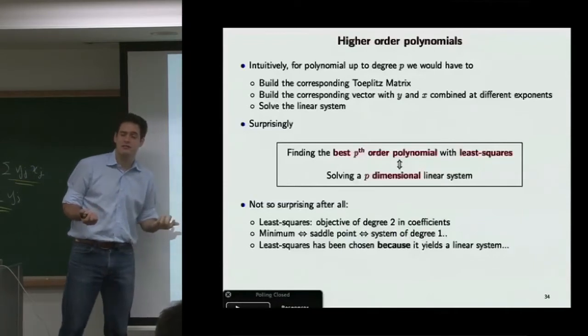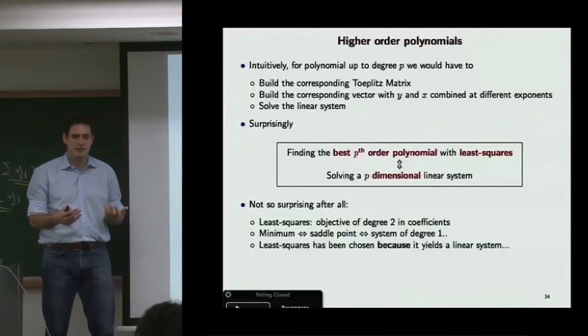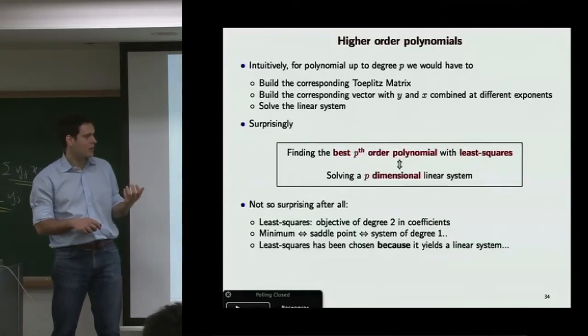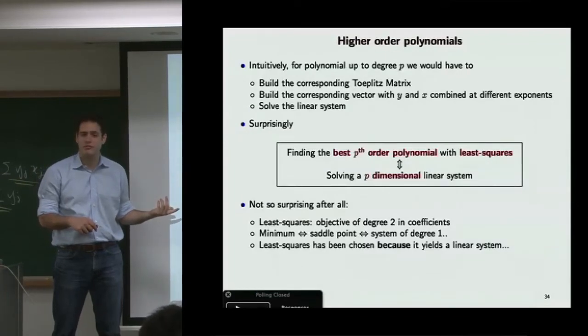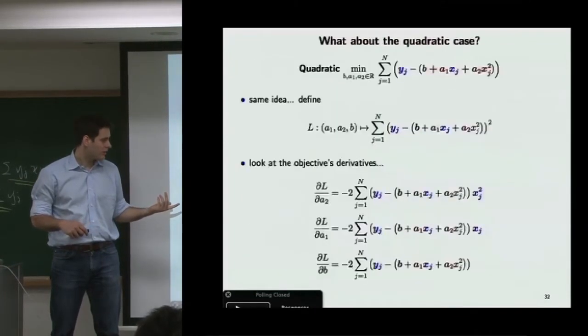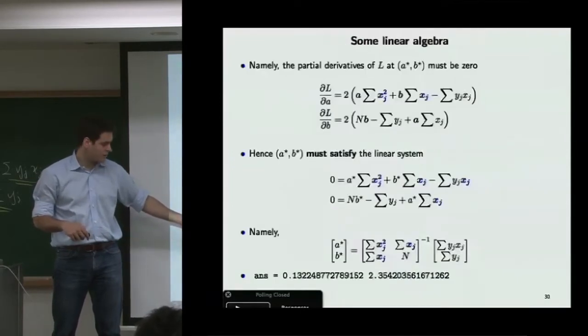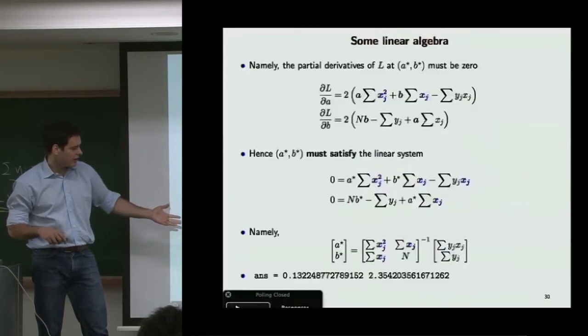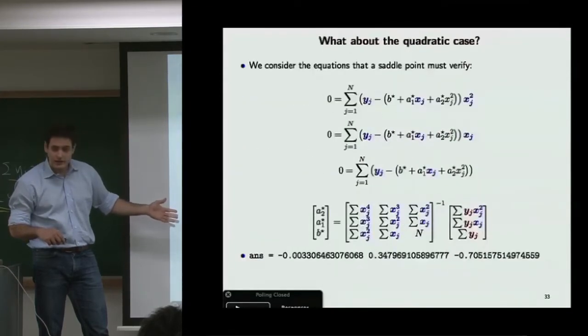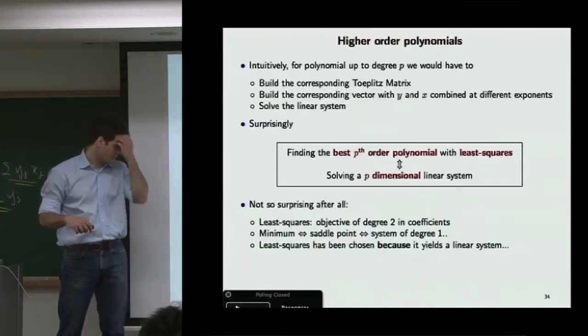So surprisingly, I mean, it's not really a surprise, finding the best pth order polynomial with least squares is actually just a linear system of dimension p. Okay? Here with a linear fit, it was just a linear system of dimension 2. So actually, I should probably correct this to p plus 1 at some point. A polynomial of order 1 is a system of dimension 2. Quadratic, the degree 2, is dimension 3, etc., etc.